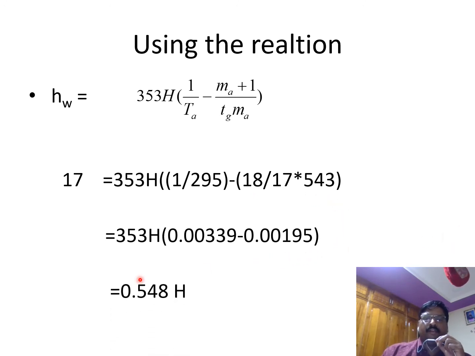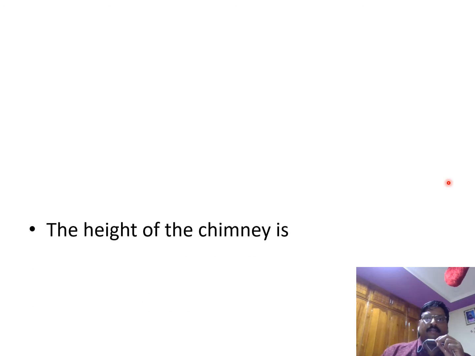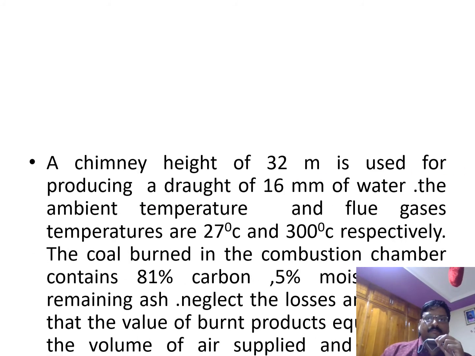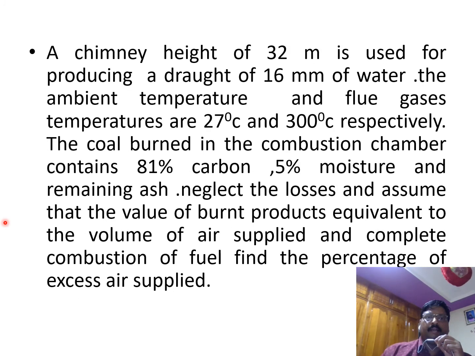So finally we should get 0.548 H. From this, we can determine the value of height of the chimney. H is equal to 33.46 meters. Now that is the method to determine the height of the chimney from the given problem.